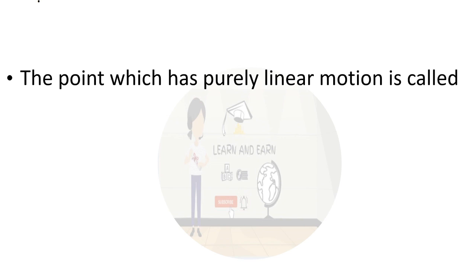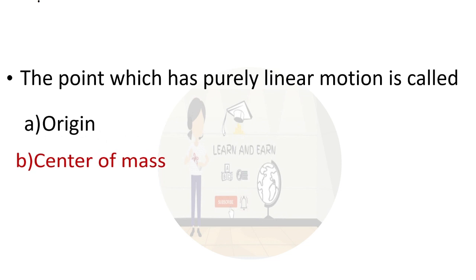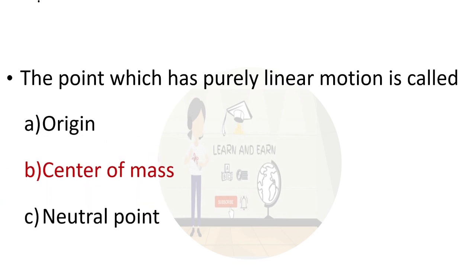The MCQ is, the point which has purely linear motion is called option A origin, option B center of mass, option C neutral point. The right option is center of mass.